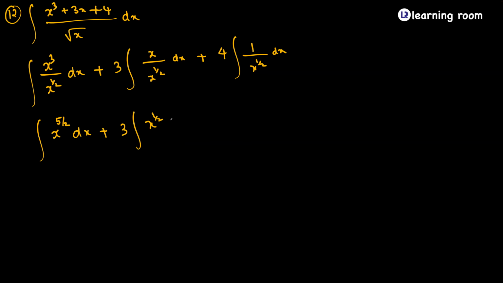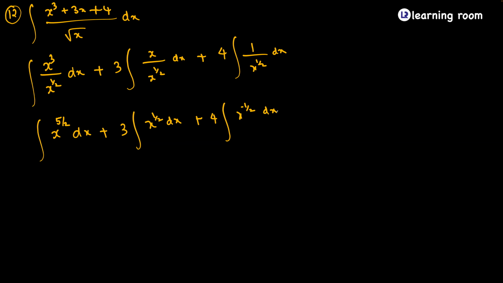So it is x power half times dx plus 4 into, can I write this as integral of x power minus half times dx? So in all the three cases, all that you need to apply is the integral of x power n dx formula, which is x power n plus 1 by n plus 1. So what are you going to get here?